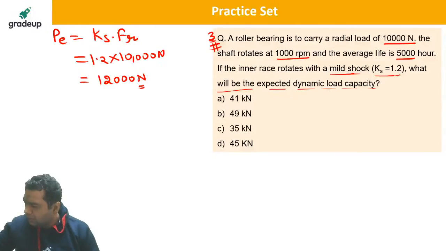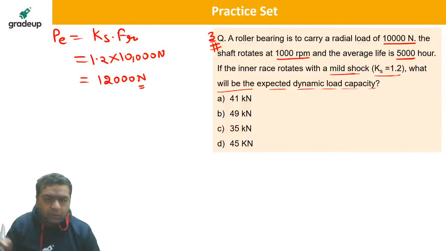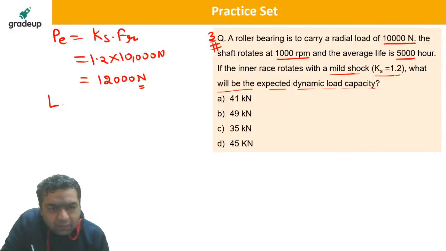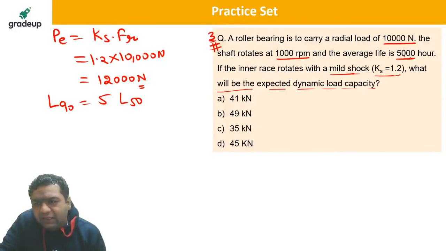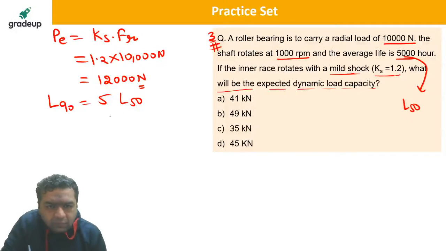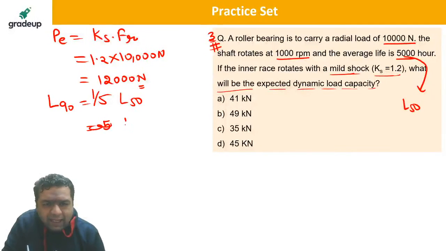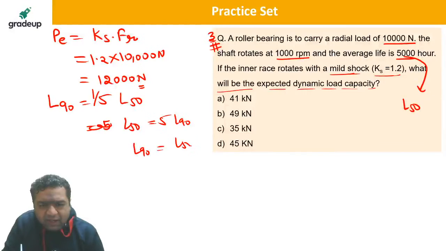Let us see what answer you are going to get. I'm waiting for that. You know the relation that L50 is 5 times L90, and average life is nothing but L50. Basically L50 is 5 times L90, so L90 will be L50 by 5. L50 is 5000 hours. By 5 you will get 1000 hours.